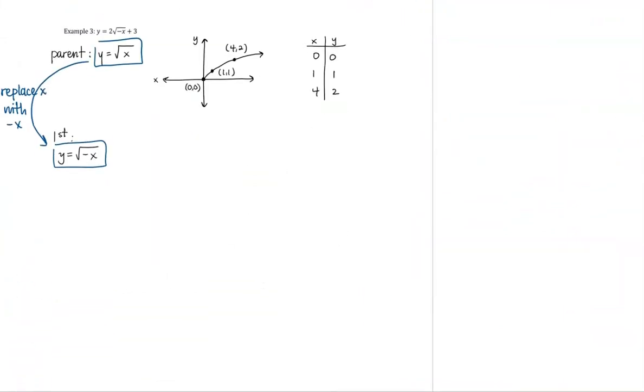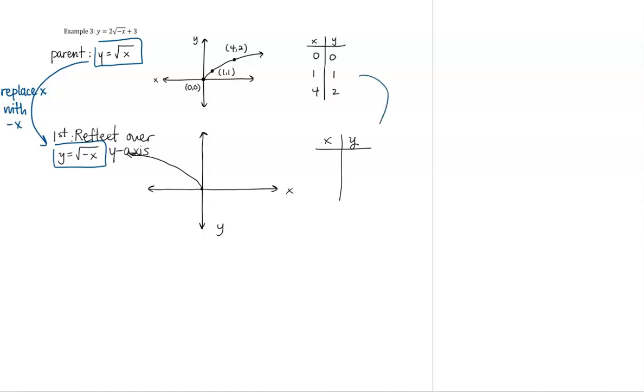So I now know that the transformation is a reflection over the y-axis. If I take this graph and reflect it over the y-axis, we know what it will look like. I will flip this graph over the y-axis and it will now be going in the opposite direction like that. And then we'll talk about getting the new points.